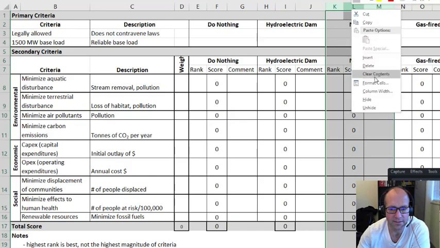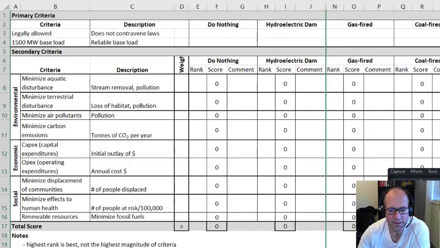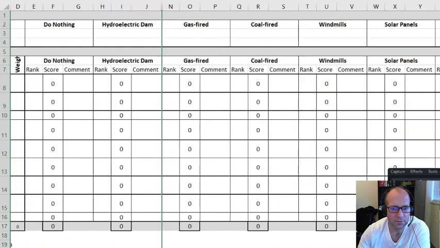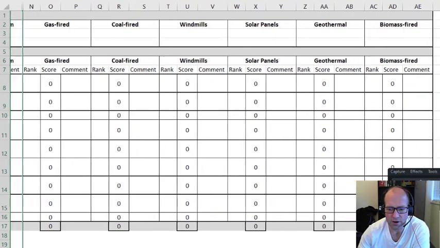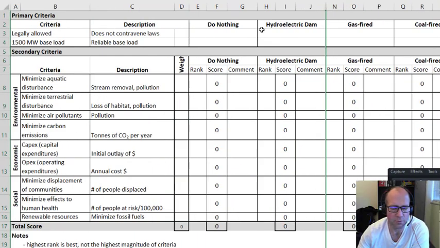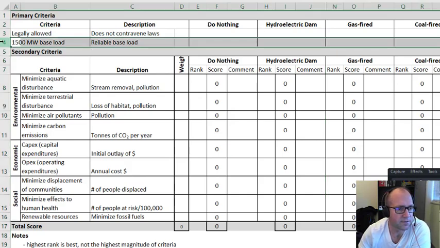So I'll select these and I will hide these rows. And I will scroll across and we can see that gas-fired, coal-fired, windmills, solar, geothermal, and biomass are all allowed. Maybe they're not preferable. We'll find out. But none of them are legally banned in BC. So next, will our option generate 1500 megawatt baseload?